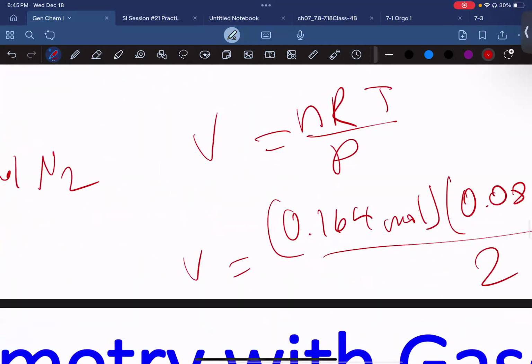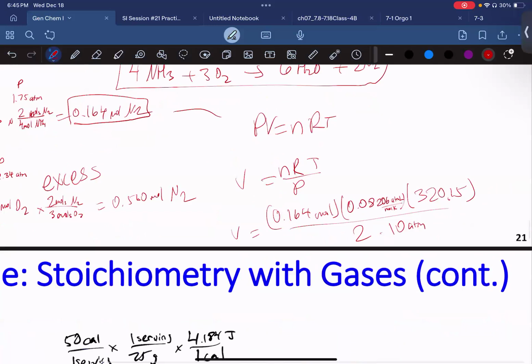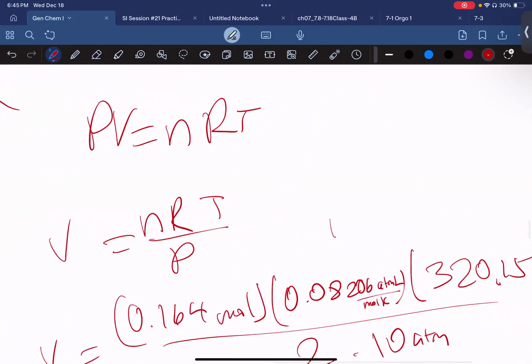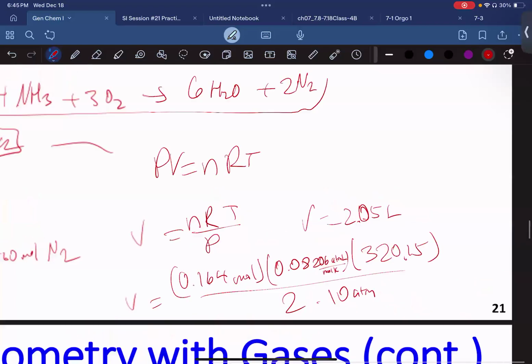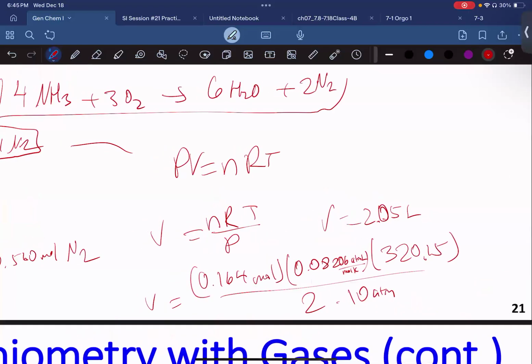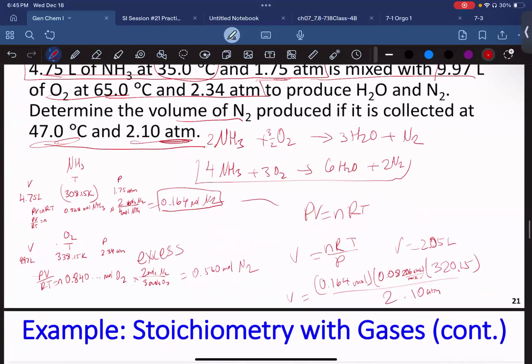This would be volume. So if you were to calculate this, 0.164, good catch, that was good. 0.08206 times 320.15 divided by 2.10. I got a volume of 2.05 liters. All right, is that what you guys got? If you did, then good. All right, sounds good.